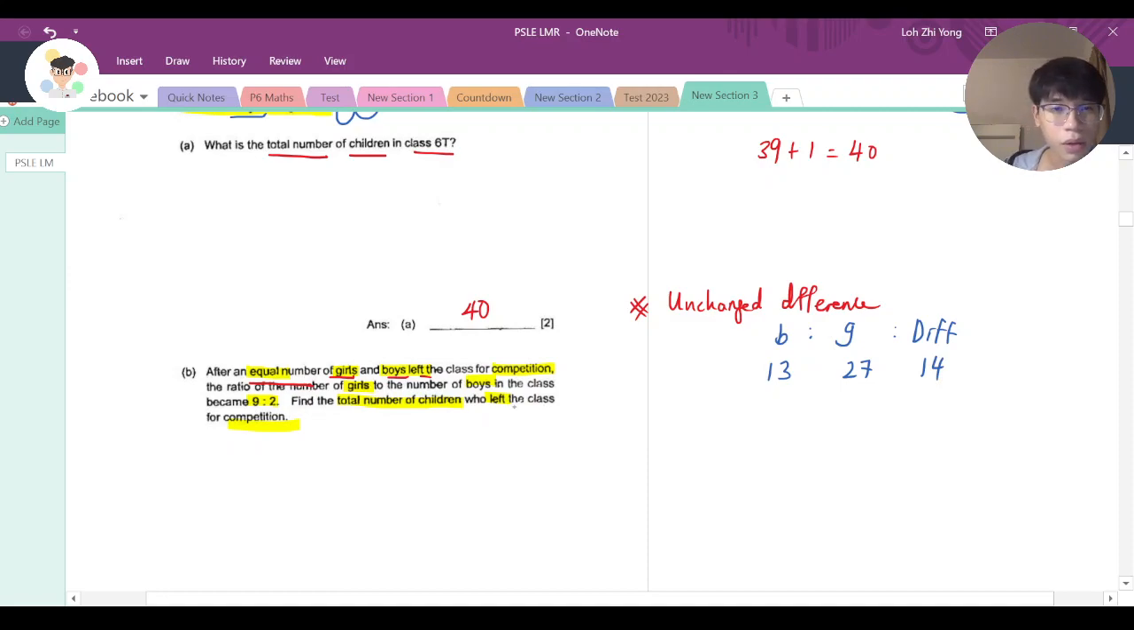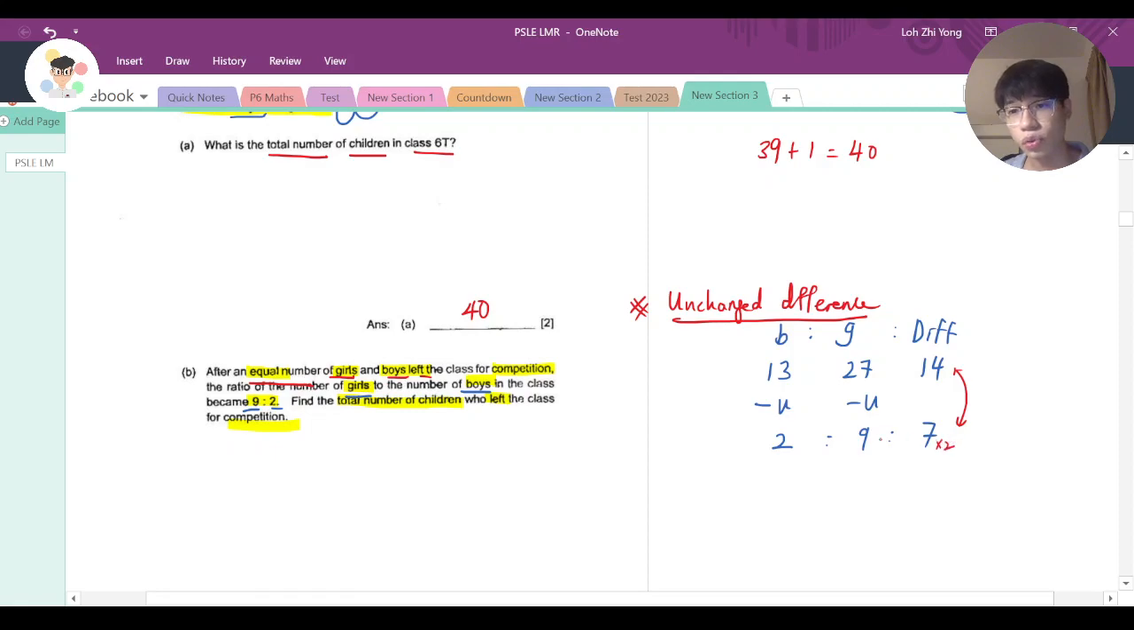Now, I don't know how many boys and girls left. Let me just minus a unit. I don't know how many. And the ratio of girls to boys is 9:2. So girls 9, boys 2. And again, let's try to find the difference as well. The difference is what? 9 minus 2 is 7. And again, what concept is this? Unchanged difference. So this 14 and this 7 are supposed to be the same. So we should make it the same.